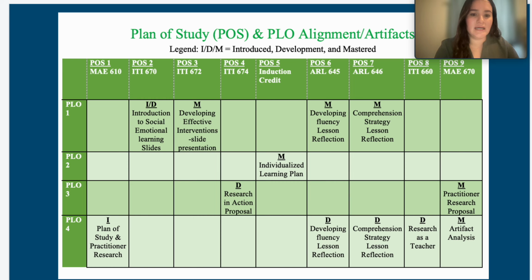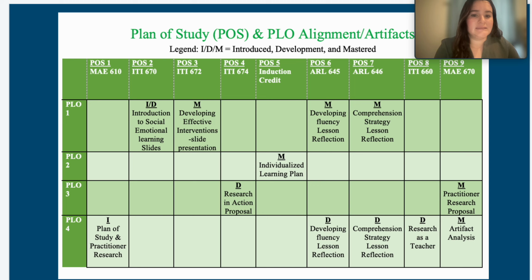The next, POS 7, was course ARL 646, and the artifact that I chose was called Comprehension Strategy Lesson Reflection Video. Again, for this artifact, I chose two PLOs to go along with this: PLO 1 and PLO 4. For PLO 1, I gave an M for mastered, and for PLO 4, I gave the D for development.